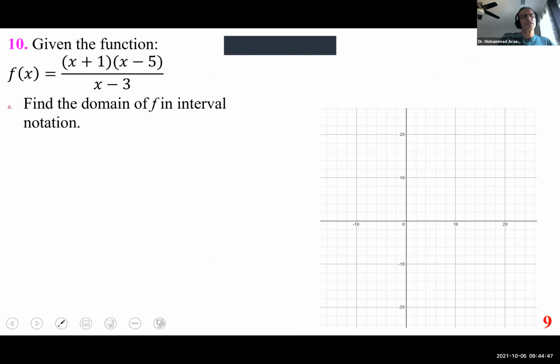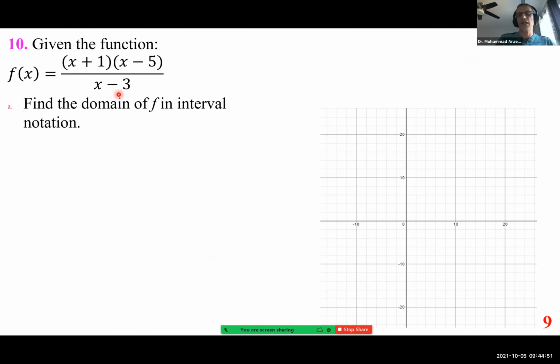Given the function f of x equals x plus 1 times x minus 5 over x minus 3, find the domain of f in interval notation. The denominator, set it equal to 0, x becomes 3, and exclude that. That's as far as the domain is concerned. So negative infinity to 3 union 3 to infinity.